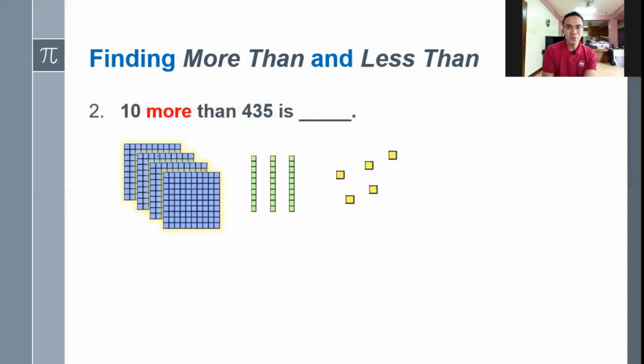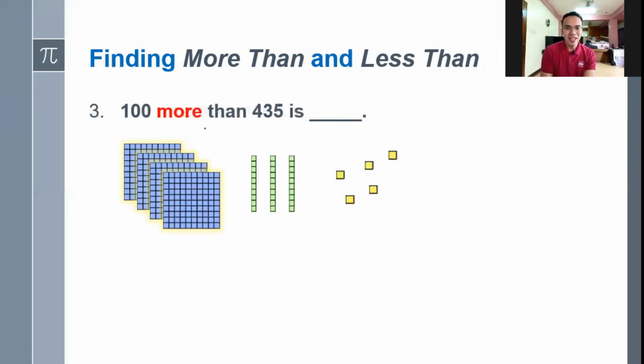Next, number 2, 10 more than 435. It's still the same number, 435. This time we're going to add 10 more. And 10 more is the same as this one. If you look at the picture, only the tens is affected. So from 3 tens, how many tens are there now? There are 1, 2, 3, 4 tens. So the number formed now is 445. Okay, we change 3 to 4.